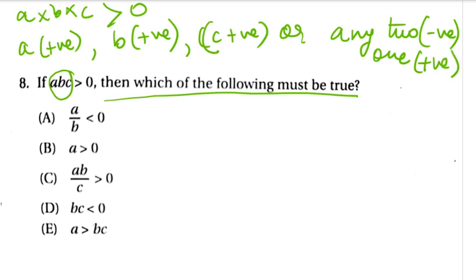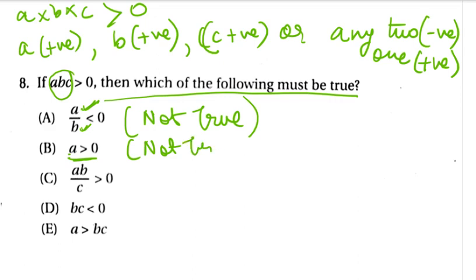Now let's look at this. Okay, in this you can say that A can be positive, B can be positive, but any one can also be negative. So this is not necessarily true. Not true. Okay. Look at this. Over here A can be positive or negative. So this is also not true, because A can be positive as well as negative.